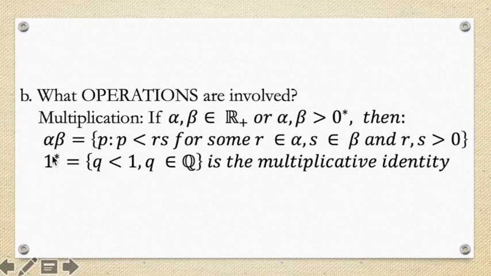Then, for multiplicative identity, we let 1 star be the set of all rationals such that these rationals are strictly less than 1. So all of this satisfies the multiplication axioms such as closure, commutativity, associativity, multiplicative identity, which in this case is 1 star, and multiplicative inverse.